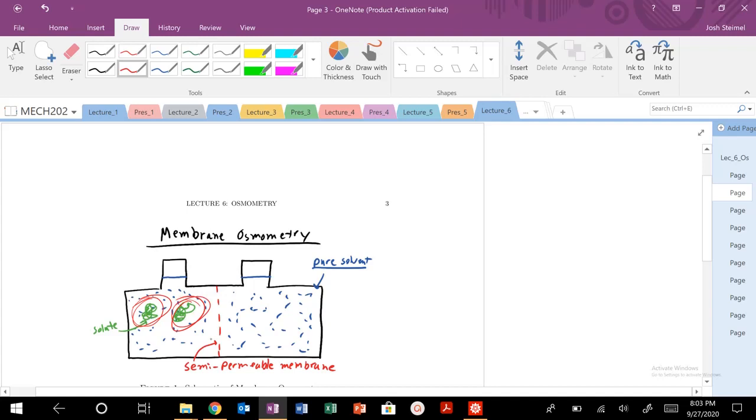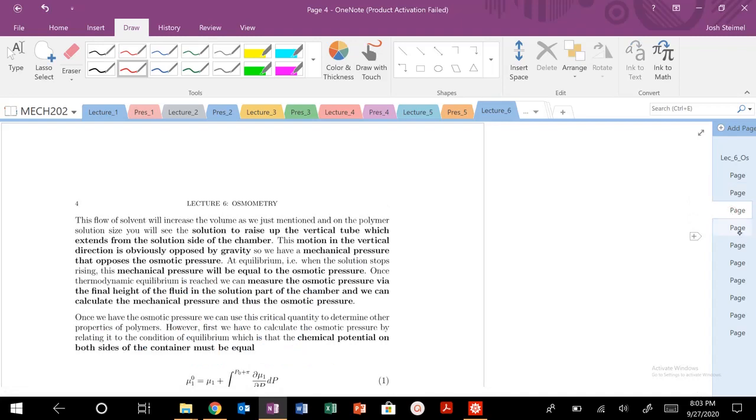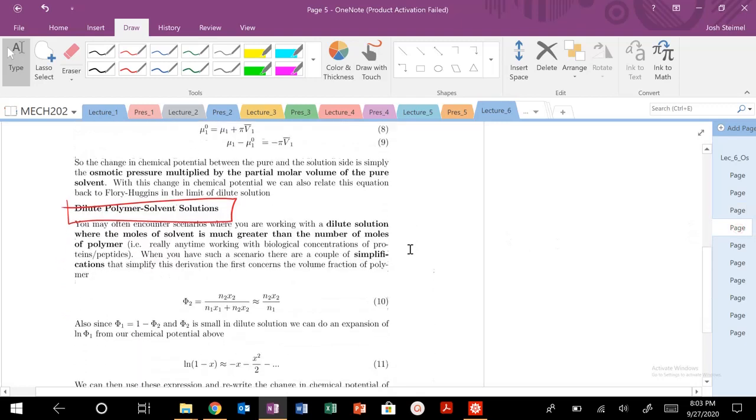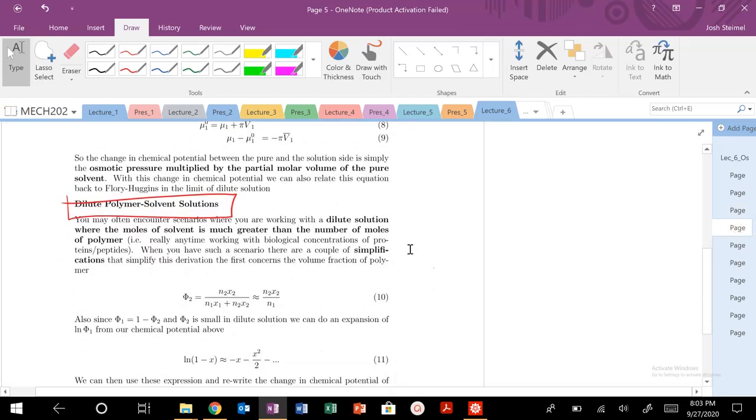The number of solvents, so again, in our previous notation, our solvent molecules drastically outweigh. We're looking at very, very dilute solutions here. So that is going to allow us to do a couple of things. If we are working with dilute polymer solvent solutions, we know that the number of moles of species one, my solvent, is much, much greater than N2. And that's going to allow us to do some simplification.